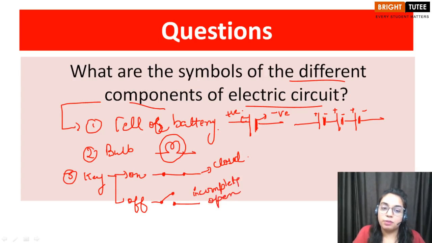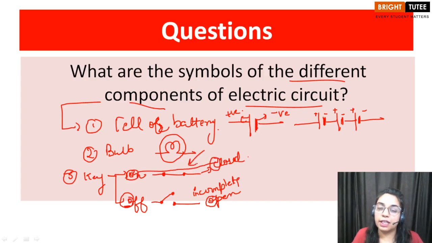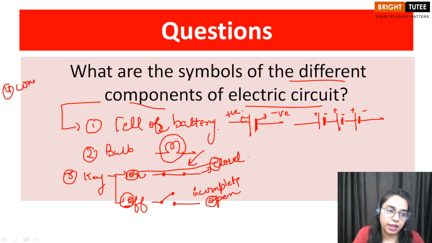And how do we remember it? An off circuit is always open, whereas an on circuit is a closed one, because the current flows through a closed circuit instantly, right? Then finally, the last one was the connecting wires.